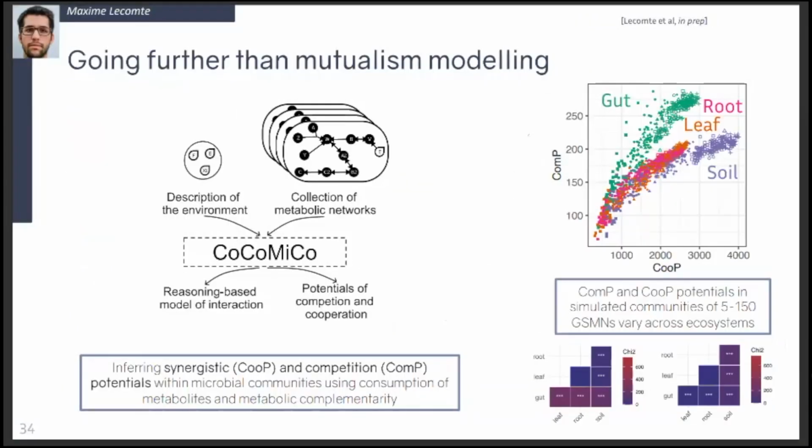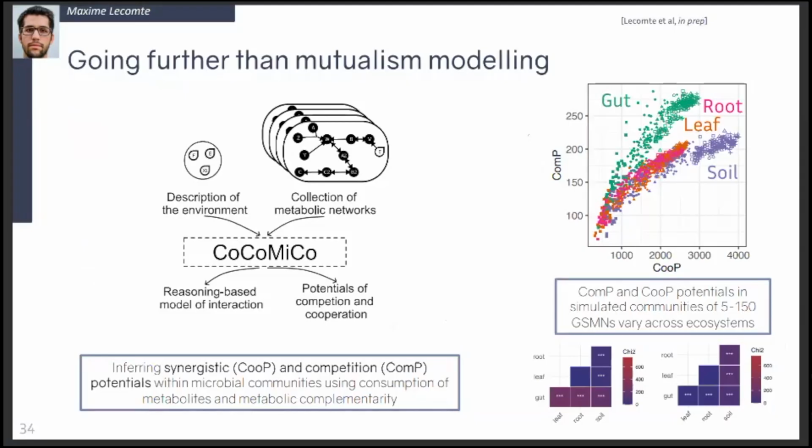I think I'm soon running out of time. I'm close to the end. So I just want to show you what we are doing now. We are trying to go a bit further than just modeling synergistic interactions, and we want to be able to screen large communities and large numbers of communities.